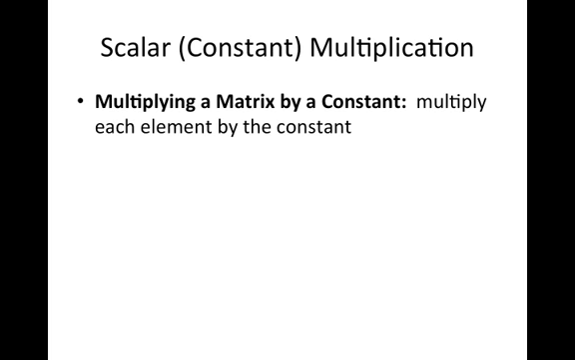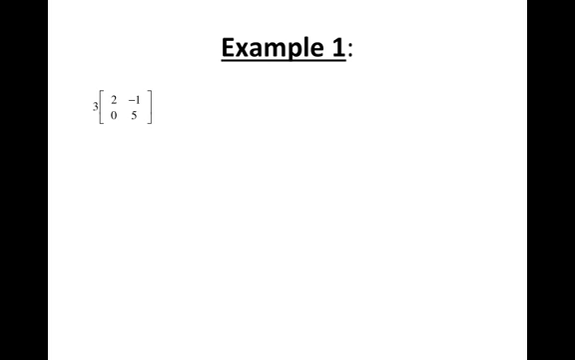two matrices together. Alright, so scalar or constant multiplication is very intuitive. You just multiply each element by the constant. So if you've got 3 times the matrix 2, negative 1, 0, 5, you're just going to multiply each element by 3, and so you're going to end up with 6, negative 3, 0, 15, because that's just each of the elements multiplied by 3.